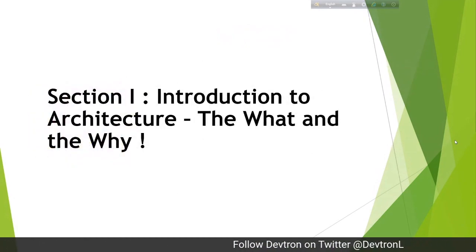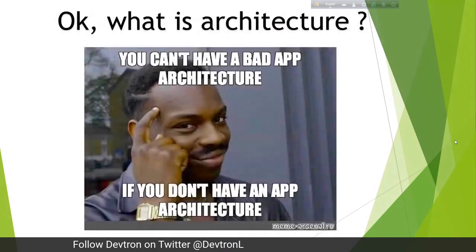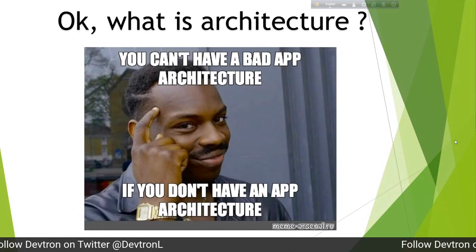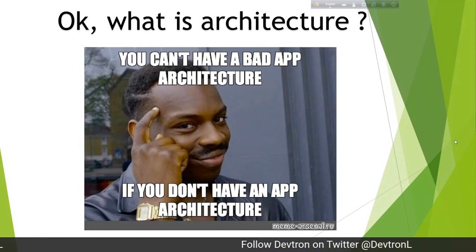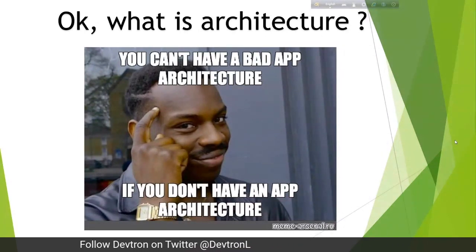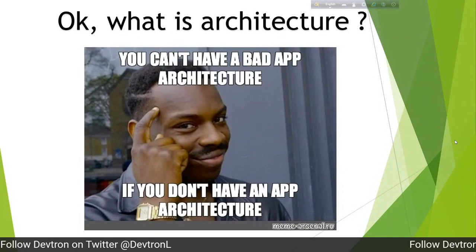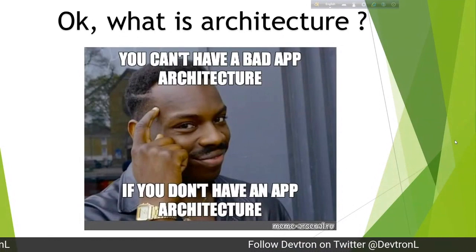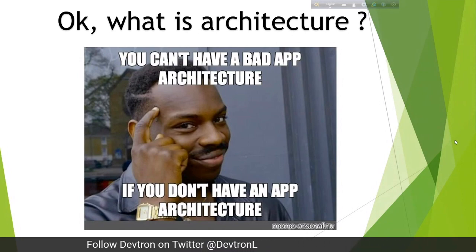Let's start with the introduction to architecture, the what and the why. So what is architecture? As you can see from this meme, you can't have a bad app architecture if you don't have any architecture. But that's not the way we want to go with things, right? We want architecture, whether it's IT architecture, enterprise architecture, security architecture, cloud architecture, whatever you say. We want a way to manage our system, and that is why we need an architecture for our system.